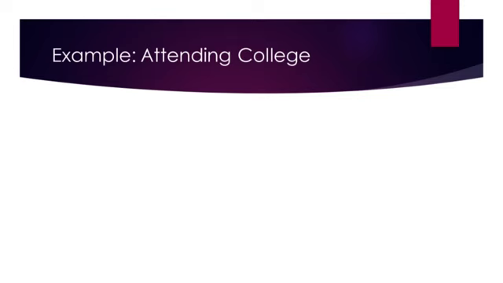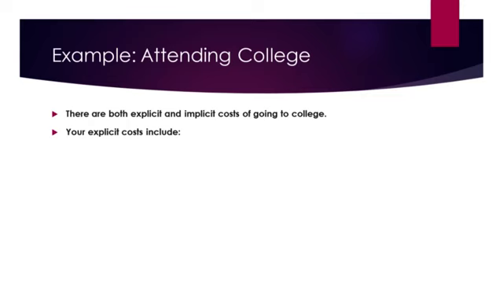Let's use attending college as an example. There are both explicit and implicit costs of going to college. Well, your explicit costs are probably what we focus on all the time, and these are going to include things like your tuition and your dorm room expenses. Of course, you've got books that can be several hundreds of dollars. Do you agree that all of these are explicit costs because money is changing hands?